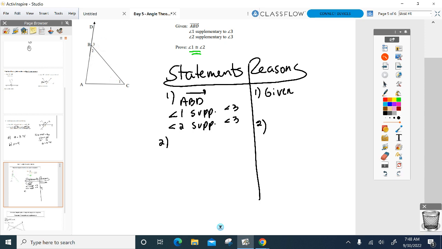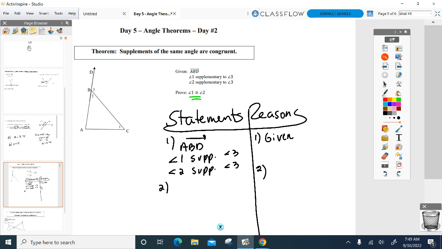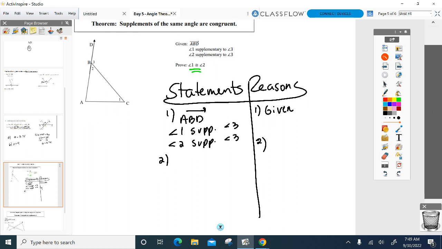Here we go. What's angle 1 supplementary to? 3. What's angle 2 supplementary to? Also angle 3. Thank you. So you're telling me both angle 1 and angle 2 are supplementary to what? 3. The same exact angle. Everyone agree? Angles 1 and 2 are both supplementary to the same exact angle 3. And this is what this new fact says. It says, if you have two angles that are supplementary to the same exact angle, those two angles are congruent. Okay? So two angles supplementary to the same angle are congruent.